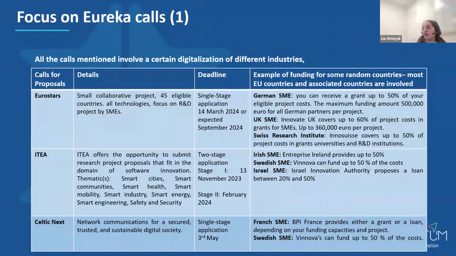For Vinnova in Sweden, it's not case by case, up to 50% of the costs. But we need to be careful of the maximum funding that they have for each cutoff. Sometimes they can give funding to only 5 or 6 Swedish participants. So good to know before.